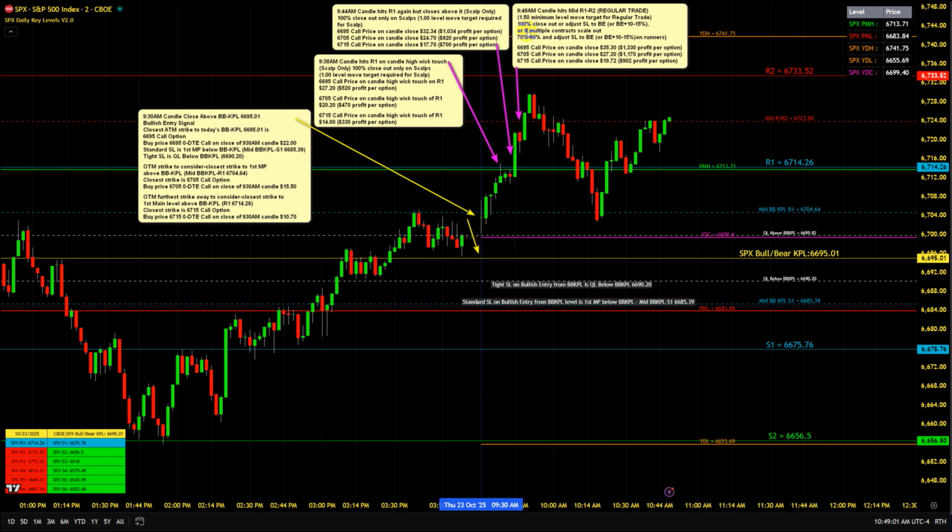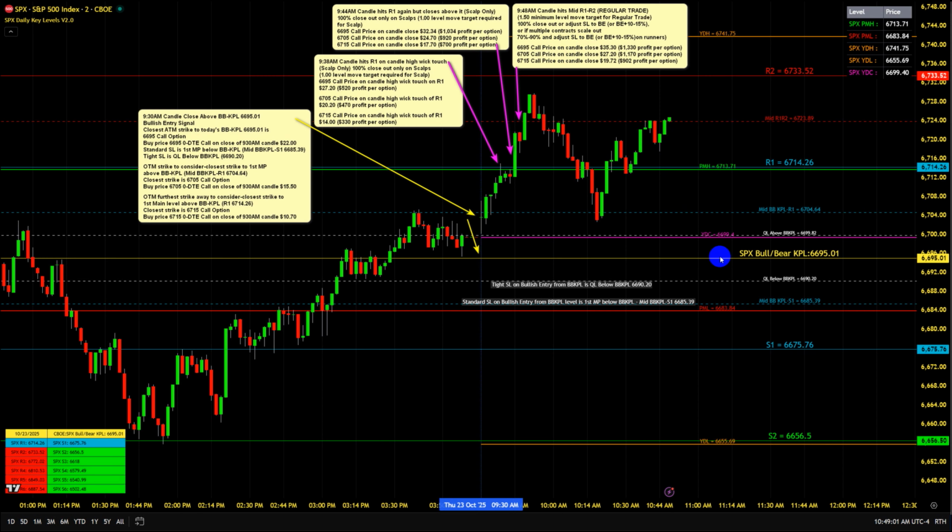Now, just 4 minutes later, on the 9:48 a.m. candle, it hits the mid R1, R2 level here. On a regular trade, this is the minimum required 1.5 level move target to either close out or do an adjustment or start scaling out. If you have multiple contracts that you're trading, then you have the option of scaling out.